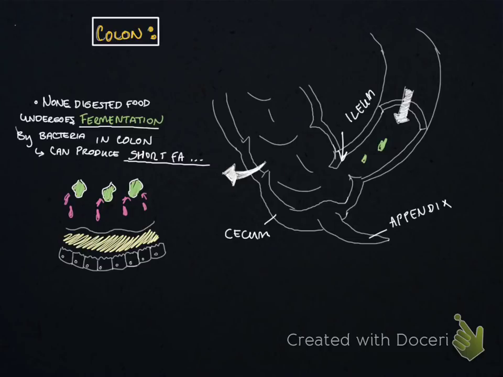But the main function of the colon is actually to absorb water and ions. So the actual epithelium of the colon is geared for this and has gobs of goblet cells that will actually secrete lots of mucus, because you're pulling so much water out of the non-digested material that it needs help to move through the rest of the digestive tract.